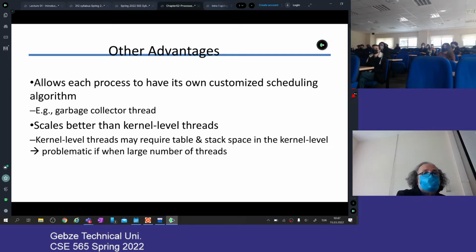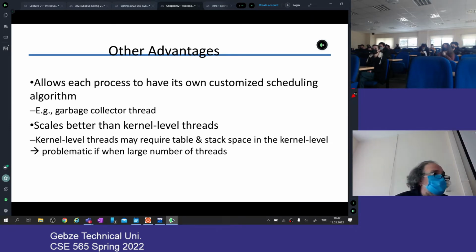For example, in Java, you remember there is a garbage collector. The garbage collector is usually a thread. It runs from time to time, but it's a specialized thread. And I am scheduling it myself at the Java virtual machine level, so it makes it possible to write this kind of stuff, and they scale better than other types of threads.